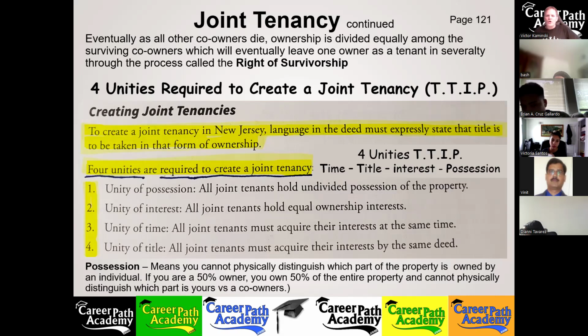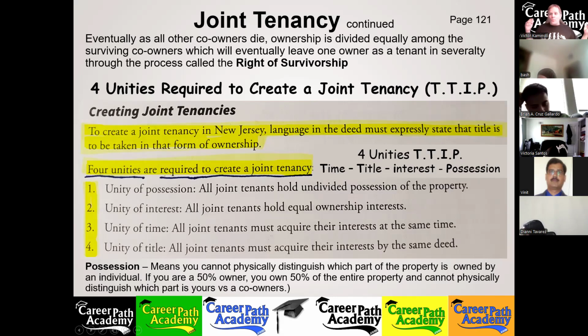Then you can only create a joint tenancy if you have 4 unities in common. And there's an acronym here to remember those 4 unities. TTIP, the unity of time, title, interest, and possession. That may be an exam question all in its own.